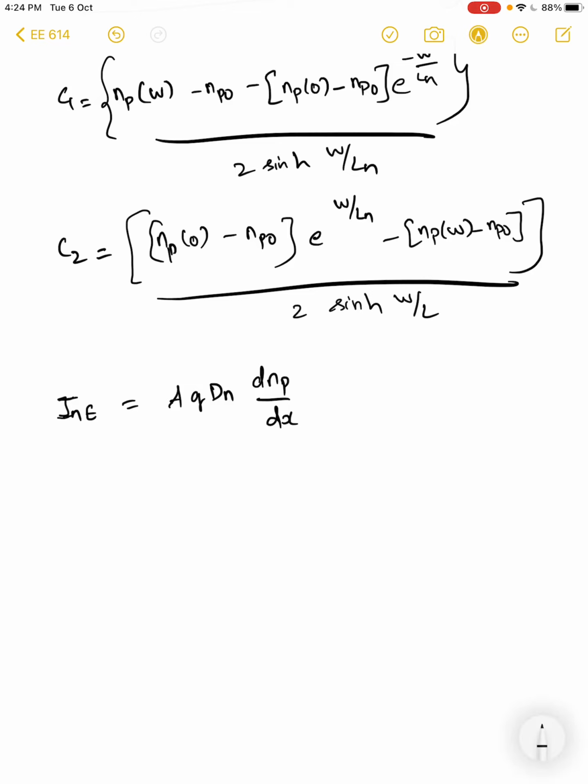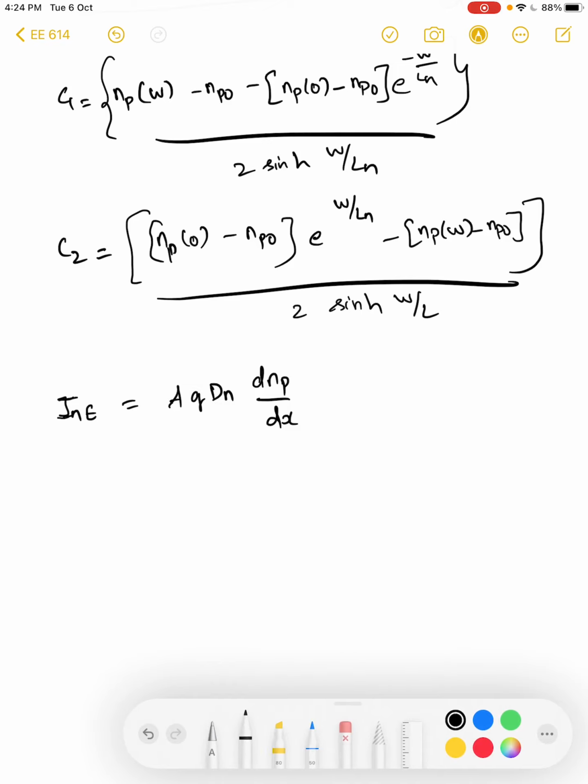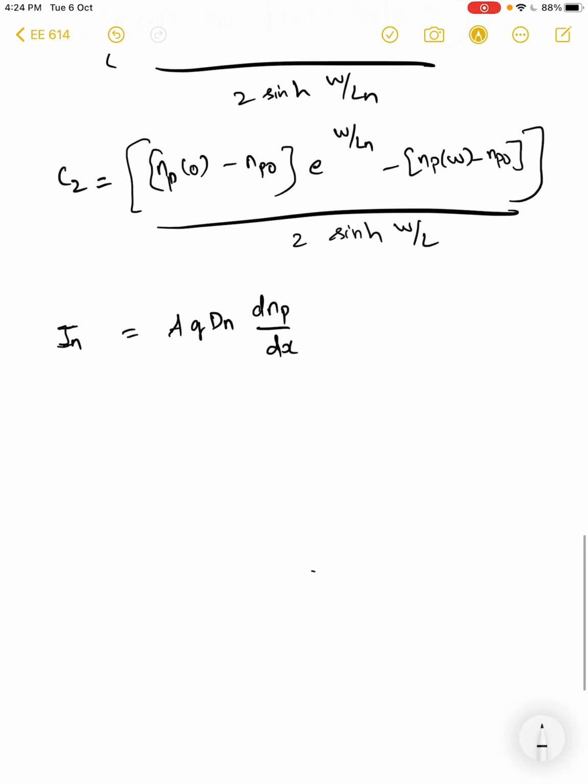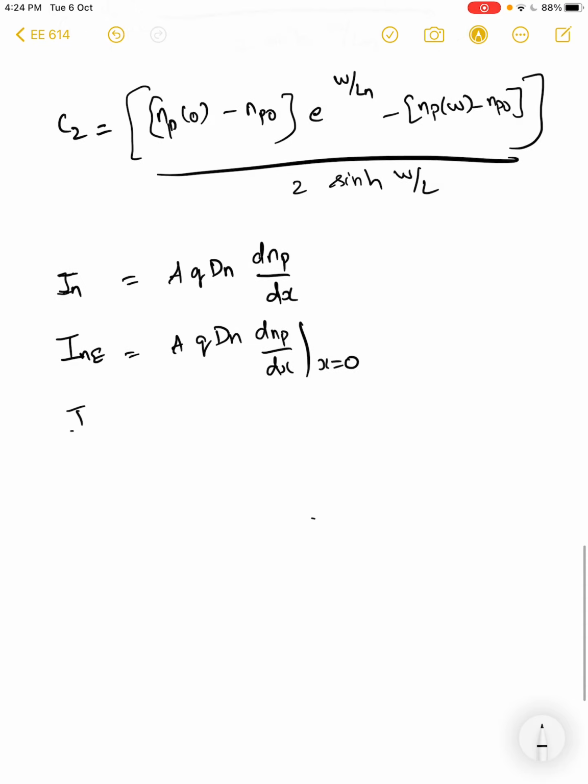It does not have to be E. This is the total electron current everywhere. Now, to find the actual component which is injected from the emitter is basically A q Dn dNp/dx at x equal to 0, right? And you can find the collector current A q Dn dNp/dx at x equal to W.